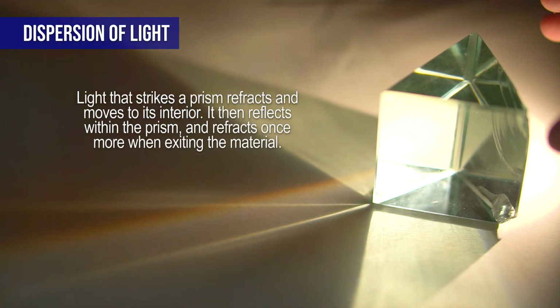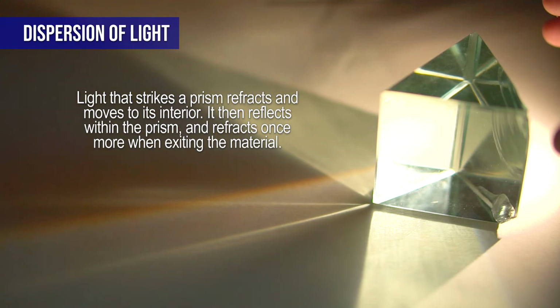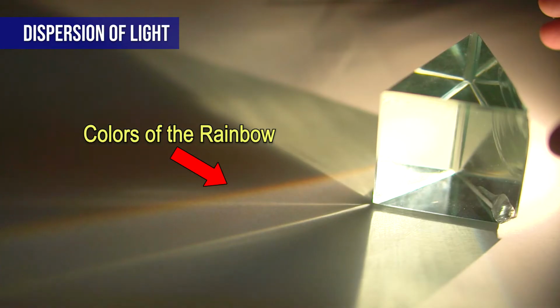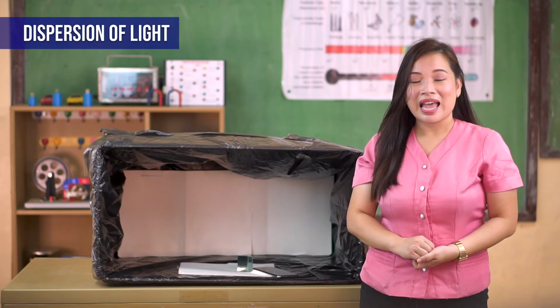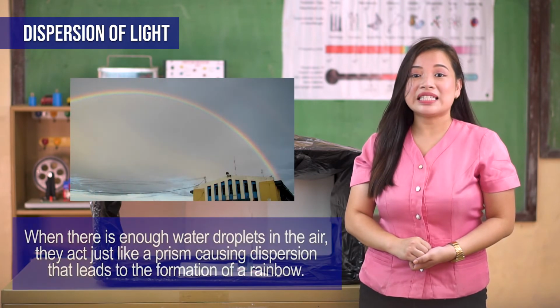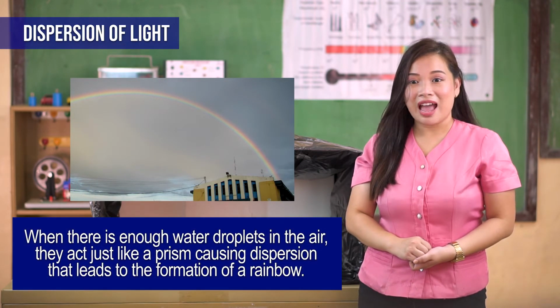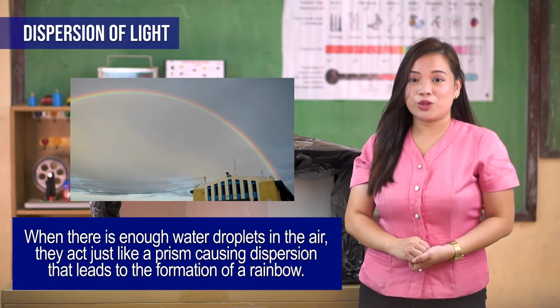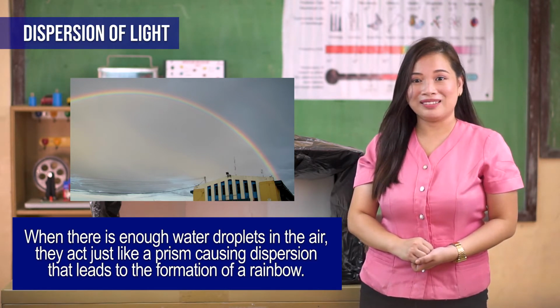Light that strikes a prism refracts and moves to its interior. It then reflects within the prism and refracts once more when exiting the material. Due to the difference of wavelengths of the colors of light, the beam that exits the material displays the colors of the rainbow. The same phenomenon happens in the atmosphere. When there are enough water droplets in the air, they act just like a prism, causing dispersion that leads to the formation of a rainbow.